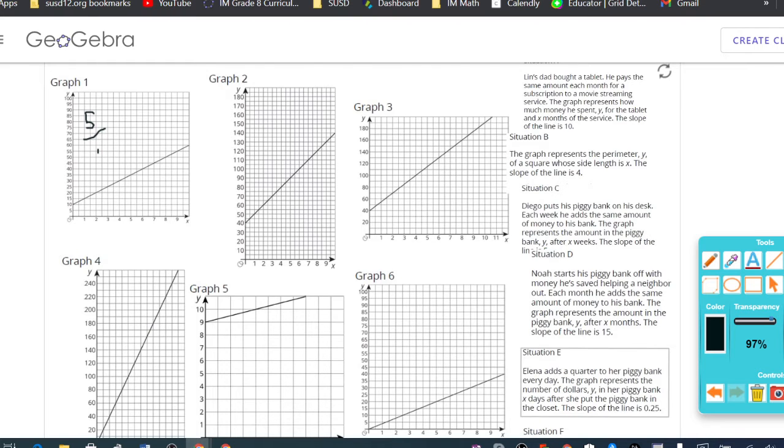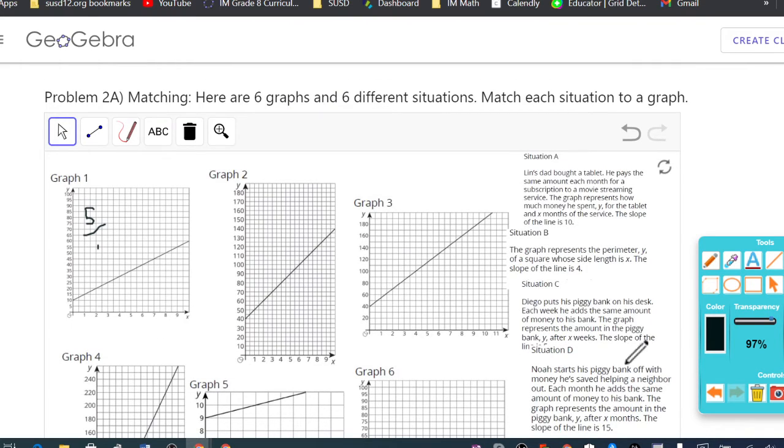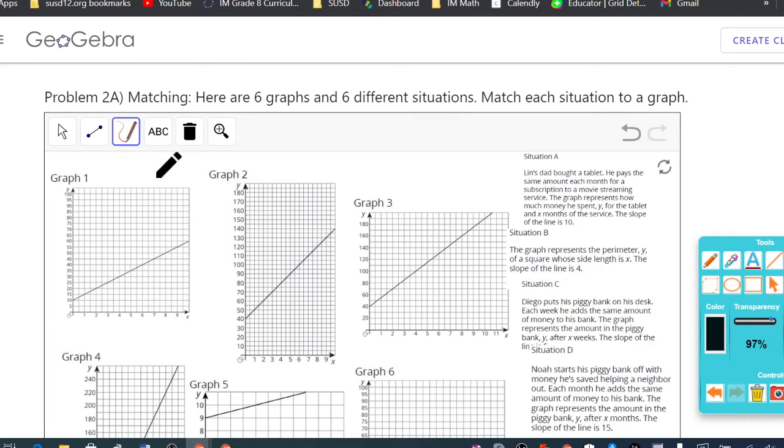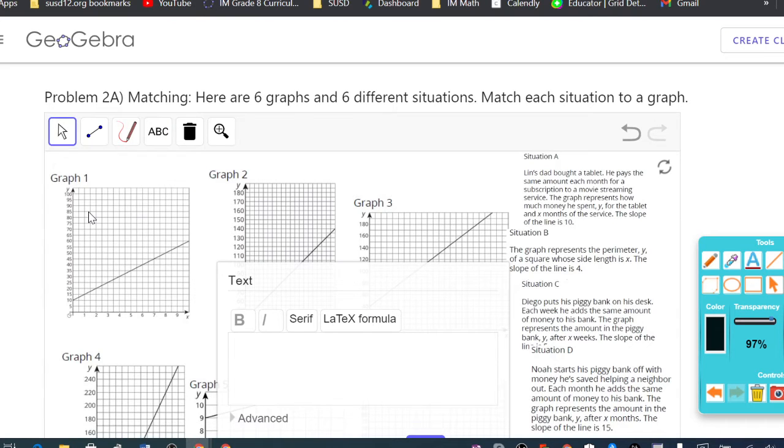You know what? It's a good idea to go through here and find the slopes, isn't it? You can do it yourself. Let me show you how. Okay, I'll clear my writing. What you need to do is go here to the pen tool. You have a pen tool. Or you can use the ABC tool. That'll be neater.